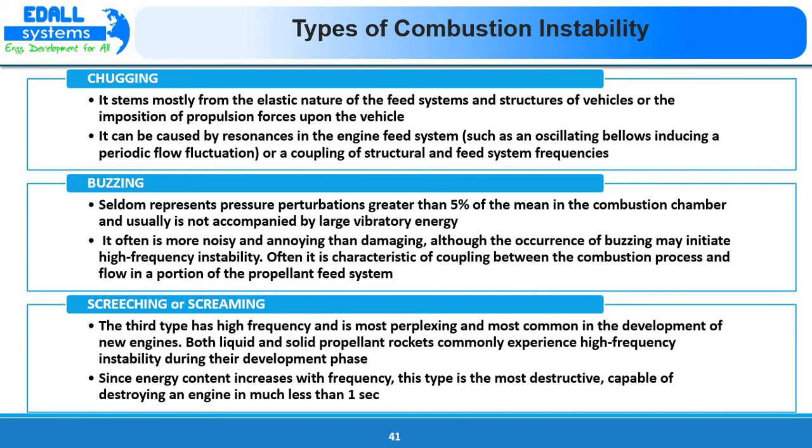And the last one, that is screeching or screaming, has high frequency and is the most perplexing and most common in the development of new engines. Both liquid and solid propellant rockets commonly experience high frequency instability during their development phase. Since energy content increases with frequency, this type is the most destructive, capable of destroying an engine in much less than 1 second. So the engine components themselves start harming the complete engine. That is when the instability starts to occur and it can destroy the engine in less than 1 second. These are the three types of combustion instabilities present in the combustion process of a rocket propulsion system.